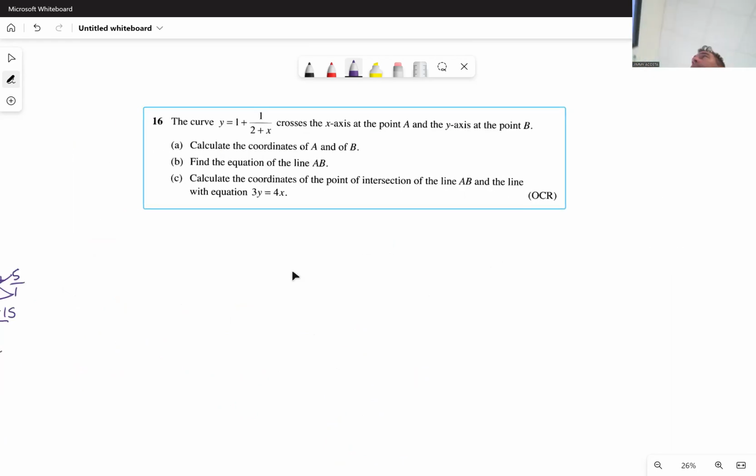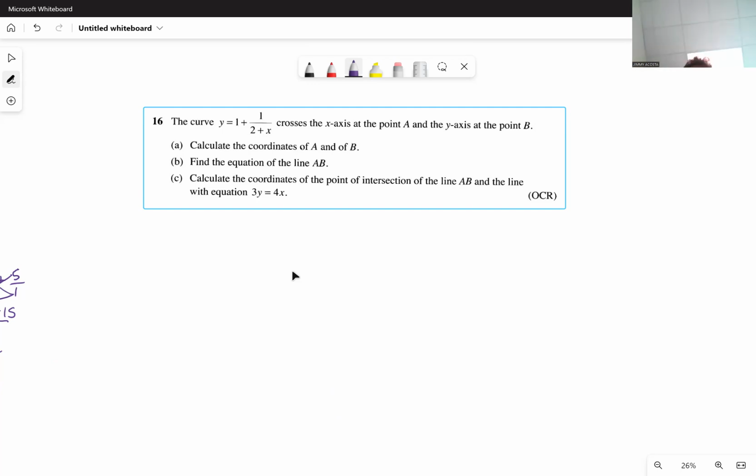All right, so this here is just a multifaceted question. This is the question that really matters from the homework. It says here, the curve y equals 1 plus 1 over 2 plus x crosses the x-axis at point A and the y-axis at point B. Calculate the coordinates of A and B. Find the equation of line AB. Calculate the coordinates of the point of intersection of line AB and the line with equation 3y equals 4x.